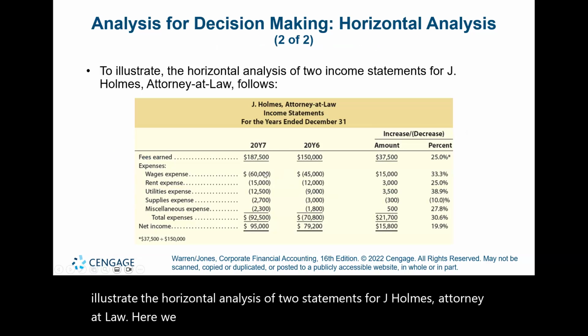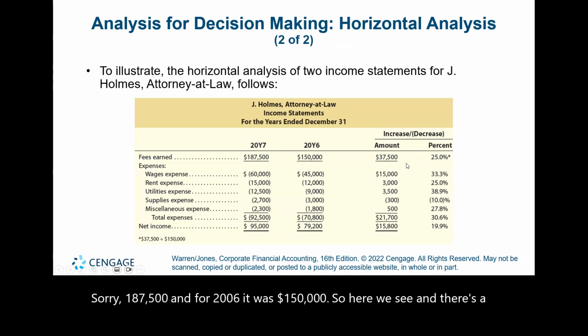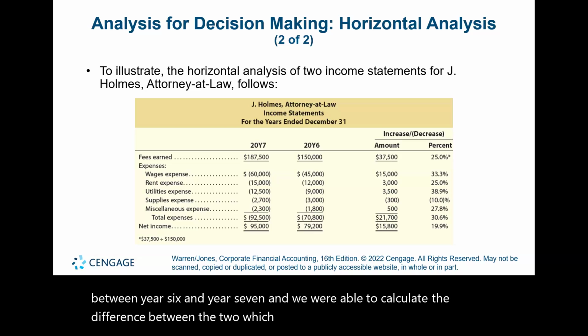In 2007, our fees earned was $187,500. And for 2006, it was $150,000. So here we see that there's a difference of $37,500. Essentially, we see that there was a change between year 6 and year 7, and we were able to calculate the difference between the two, which is $37,500.